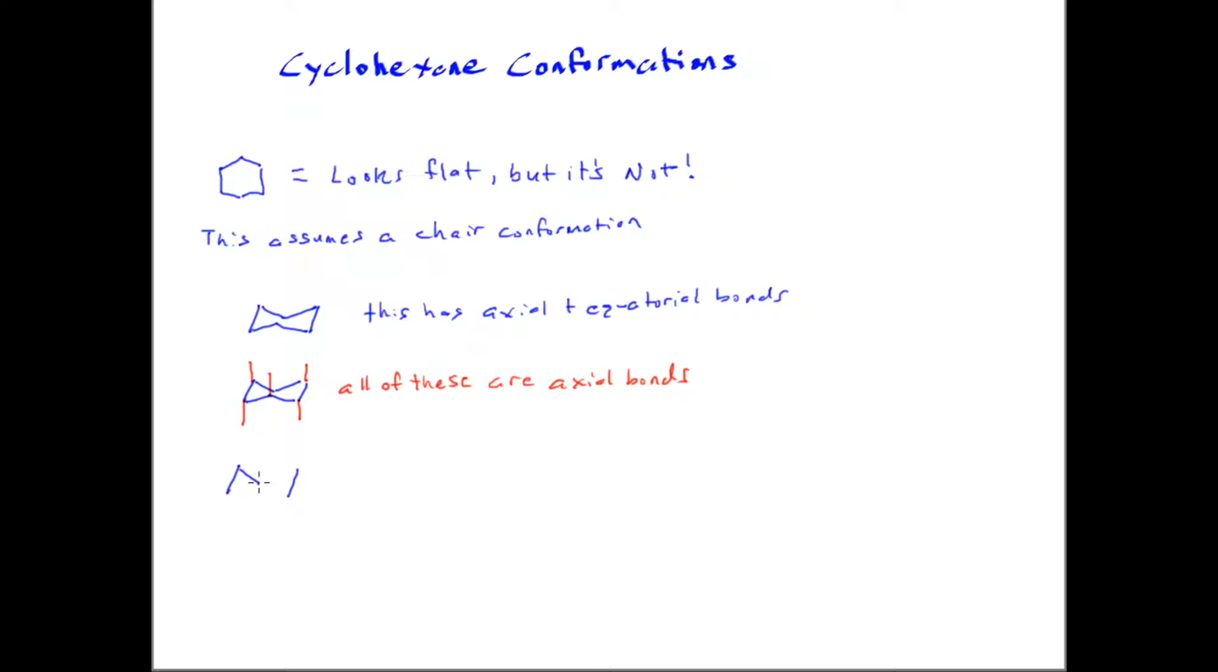Now let's fill in the equatorial bonds. So equatorial bonds, we'll start at the same carbon, and now we're going to go down at a slant, and up and down and up and down. Oh, let me fix that there. All of these are now what we refer to as equatorial bonds. I left off the last one just to make it less cluttered.